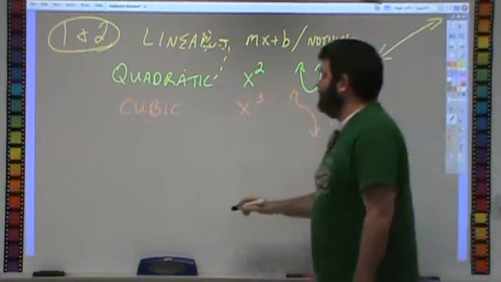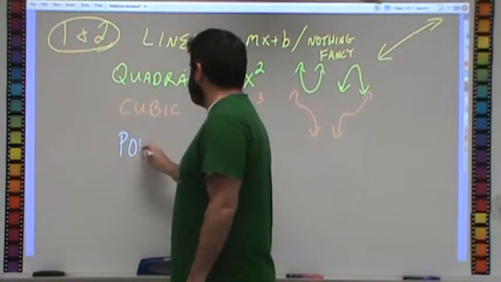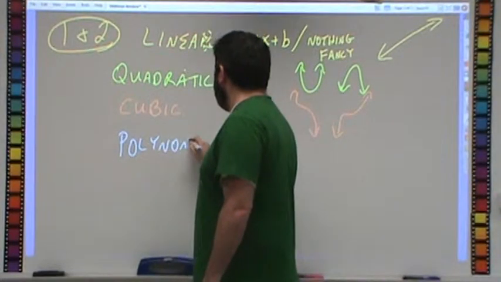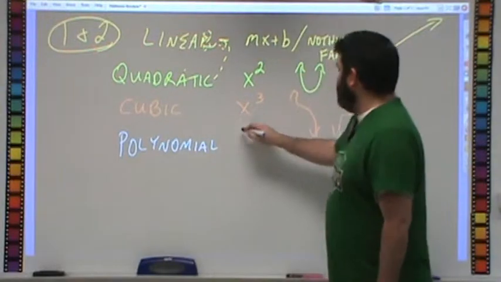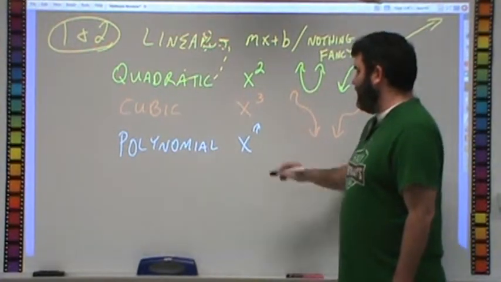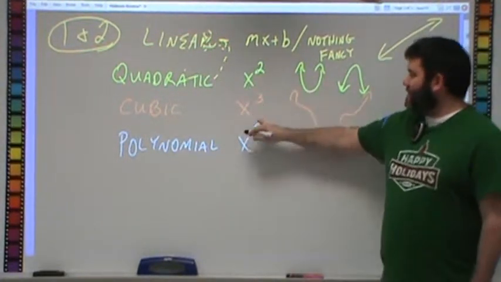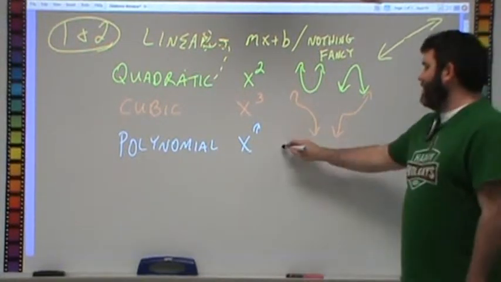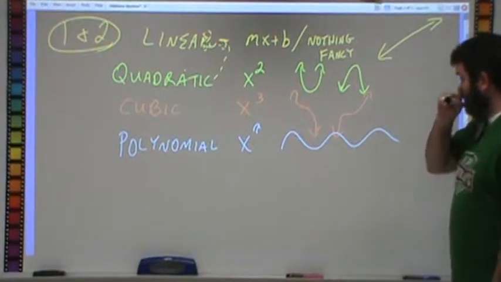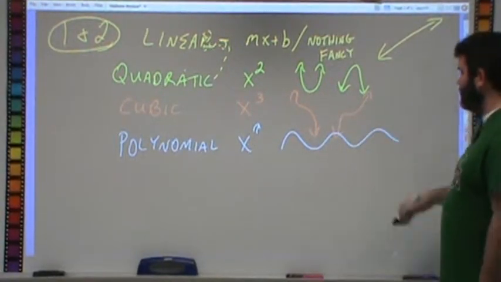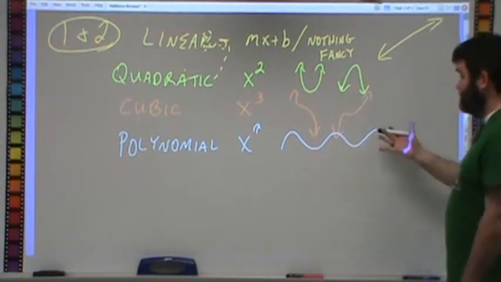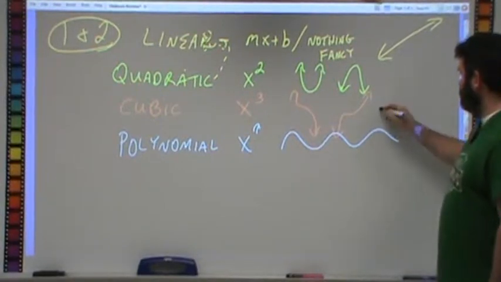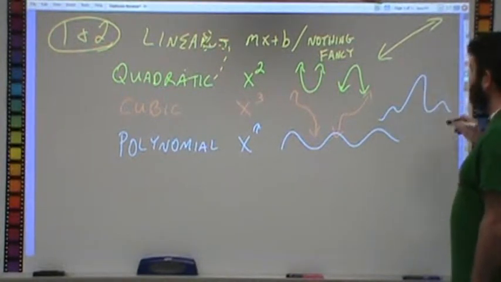Next on the list would be a polynomial. A polynomial would be x's with any higher powers. So we've taken care of 2, we've taken care of 3. You see anything higher, it's a polynomial. If you remember the graph, that's going to be your kind of curvy, wavy, roller coaster rides, not necessarily sine and cosine graph, which is what that looks like. It could be fluctuating. All right.